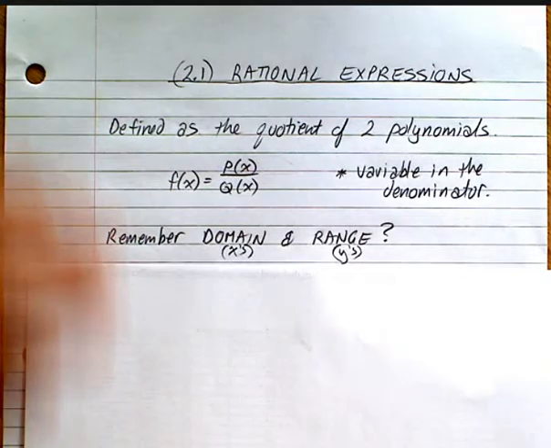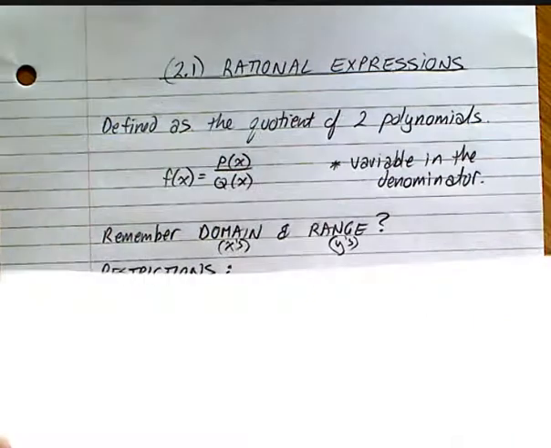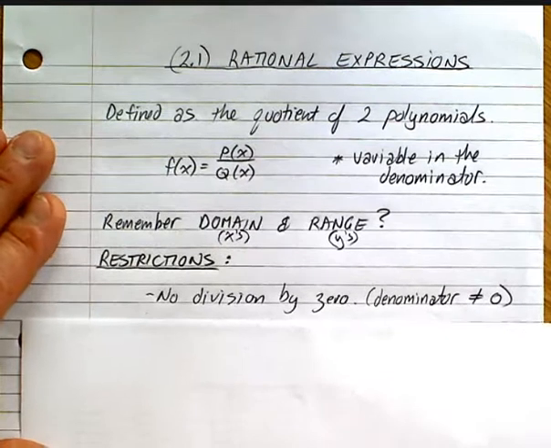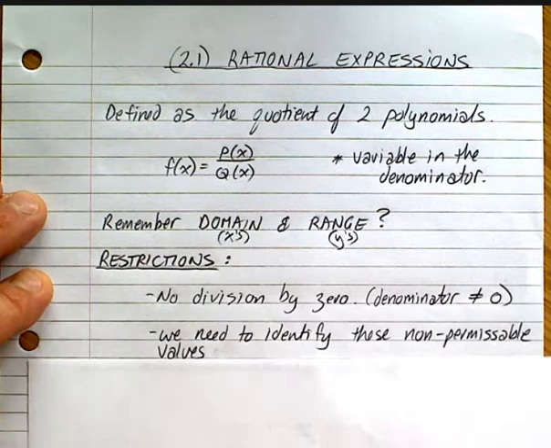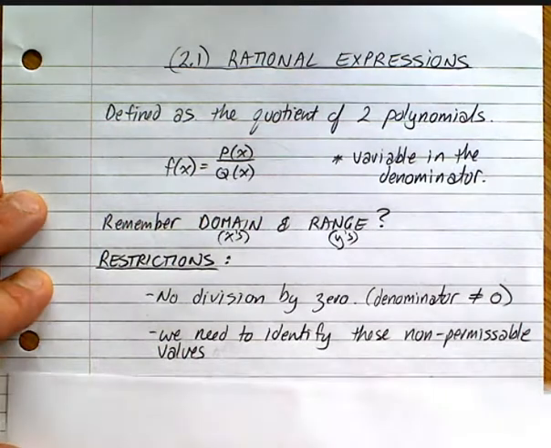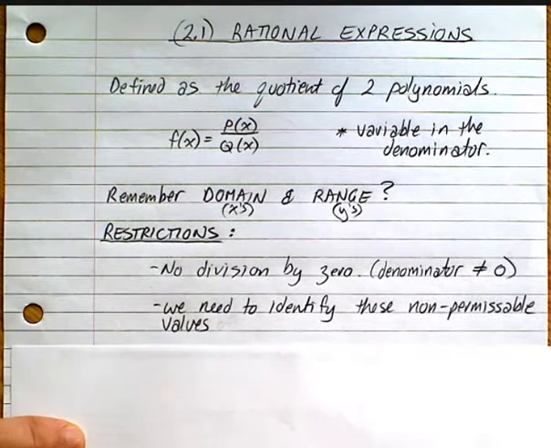So restrictions is what we're going to have to look at, because what we cannot do, ladies and gentlemen, is divide by 0, okay? You cannot divide by 0, so we know that the denominator cannot ever equal 0. So what we need to do is identify what we call these non-permissible values. Okay, so we need to look at what can exist in the bottom that could potentially make it 0.